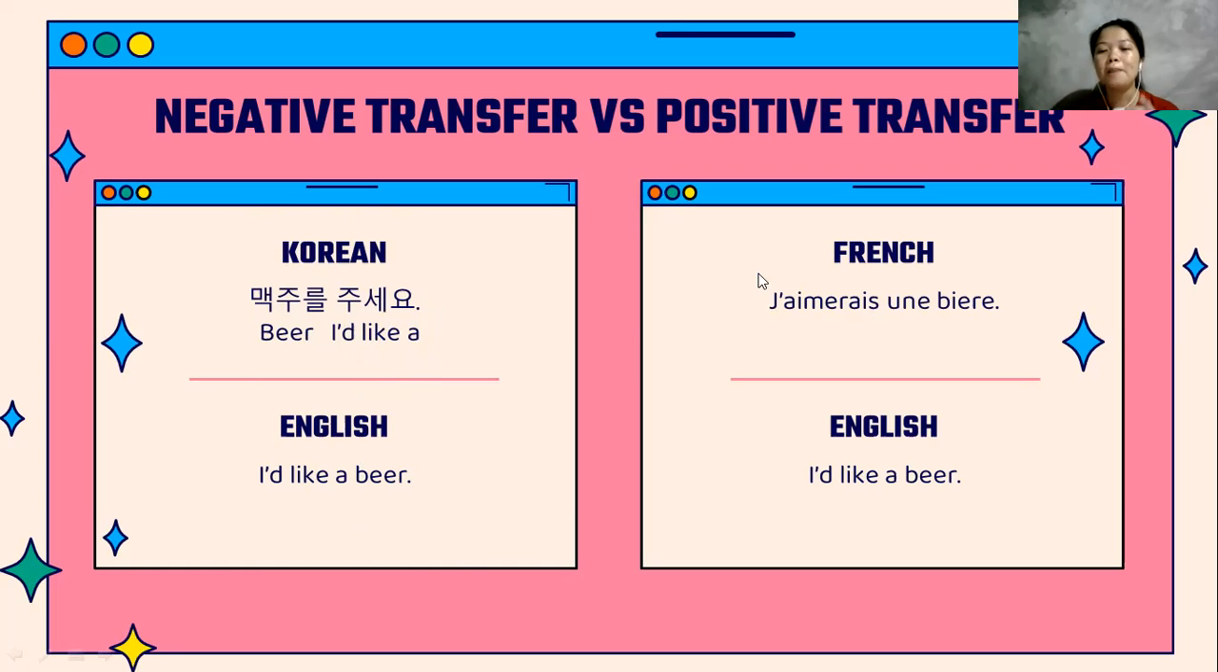That makes it a negative transfer. But in French, when we dissect it into English, it's the same sentence structure. J'aimerais means I'd like, une means a, and bière means beer. It's because French and English are of the same roots. French has its roots in the Latin language with English undertones, and English has its German roots, but with French undertones. So basically, they have the same language transfer. That's why positive transfer happens.